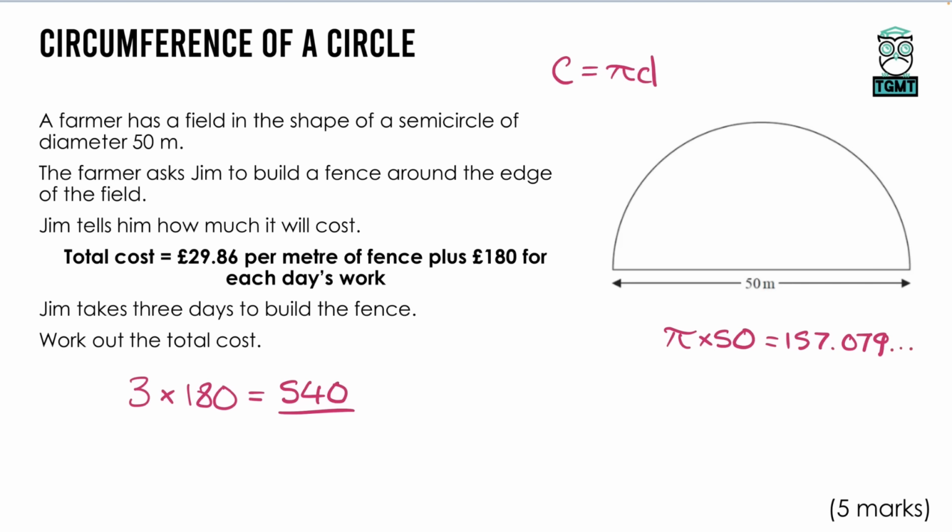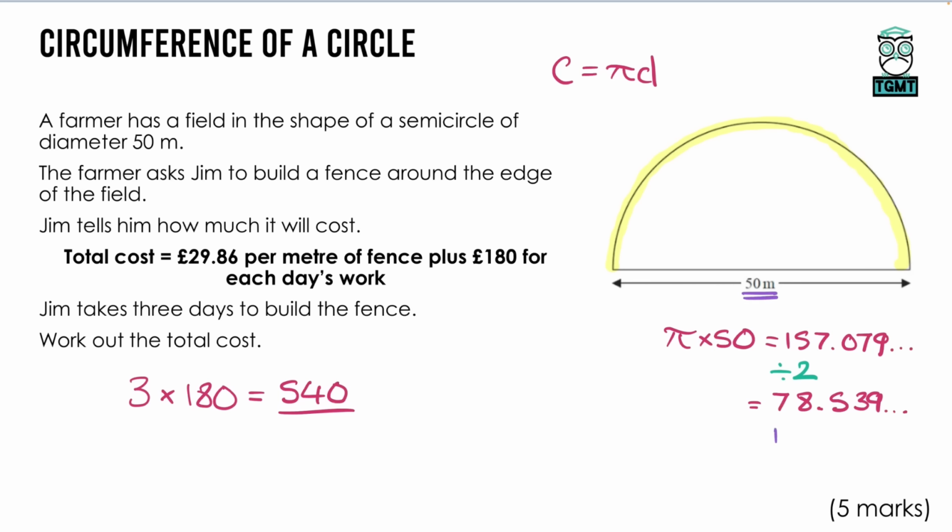Now that would be if it was a full circle. So this particular question is a semicircle, so we're going to need to divide that by 2, and that's going to tell us the curved part, which I'll highlight in just a moment. That comes out as 78.539. Now that is just the curved part here for the semicircle, half of the circumference.